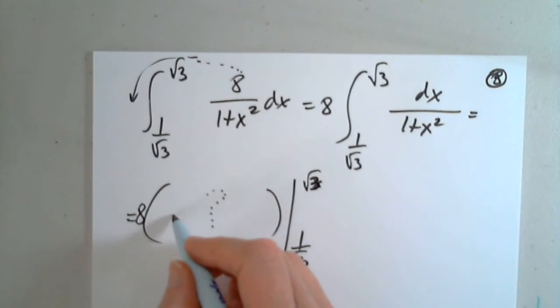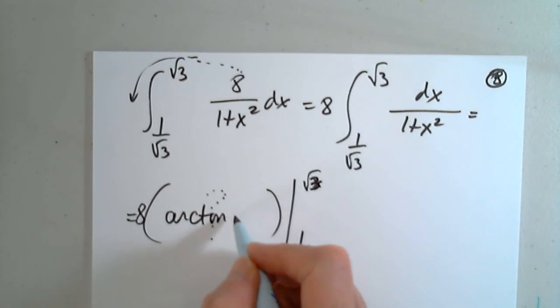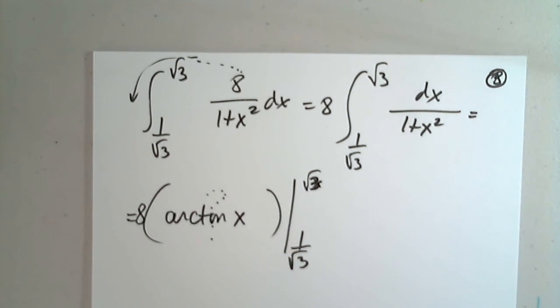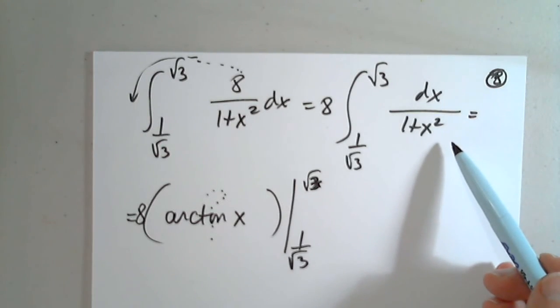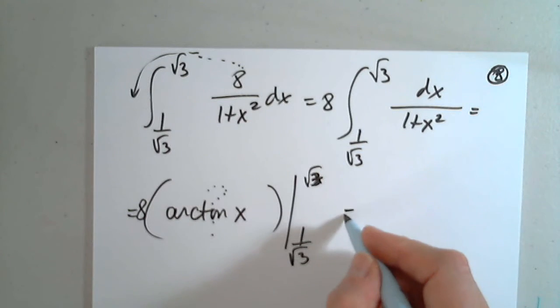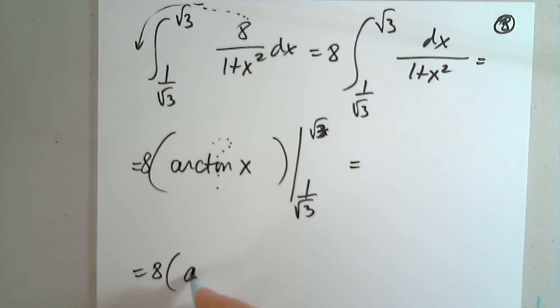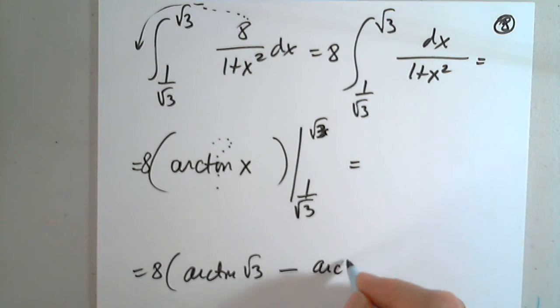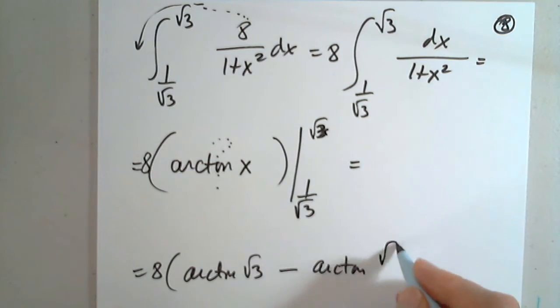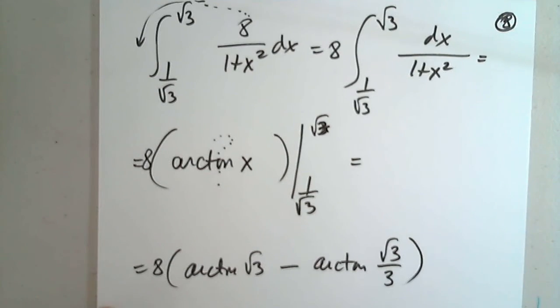It's a tan H, I think. Oh, arctan, yeah. Excellent. Because arctangent prime is 1 over 1 plus x squared. So now we'll plug in the square root of 3, and we subtract when we plug in. I prefer the square root of 3 over 3 rationalized.